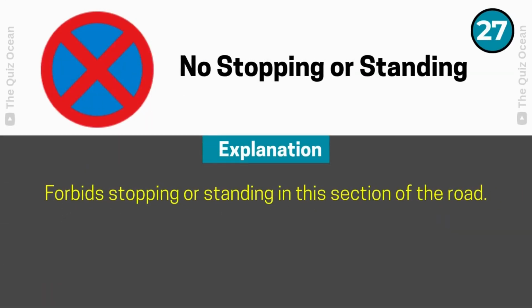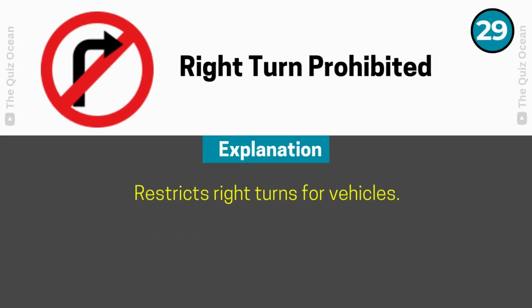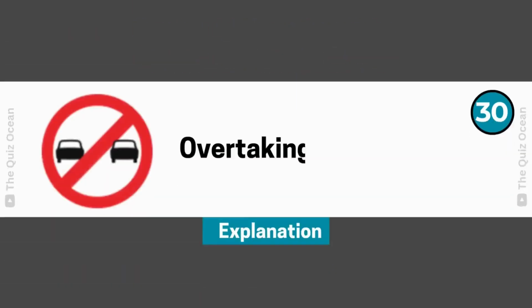No stopping or standing sign. Forbids stopping or standing in this section of the road. Ahead sign. Directs drivers to continue straight ahead only. Right turn prohibited sign. Restricts right turns for vehicles.